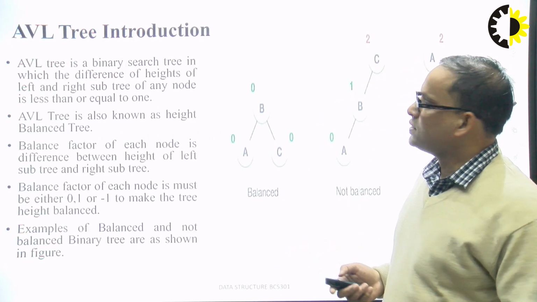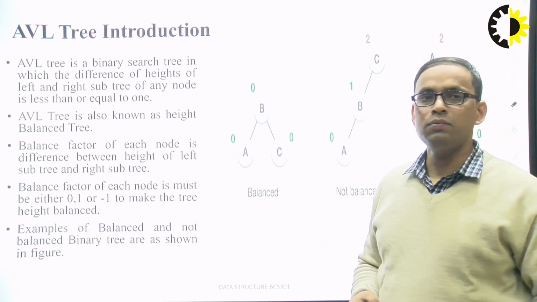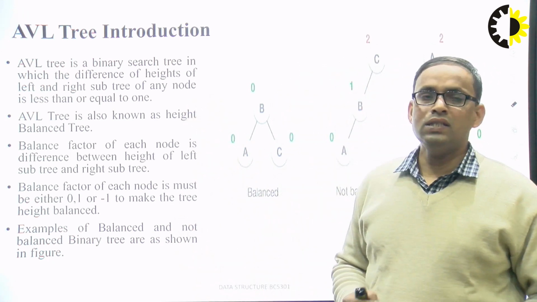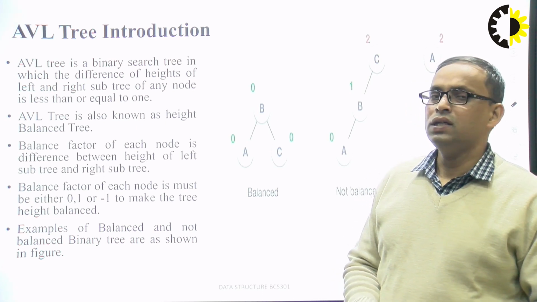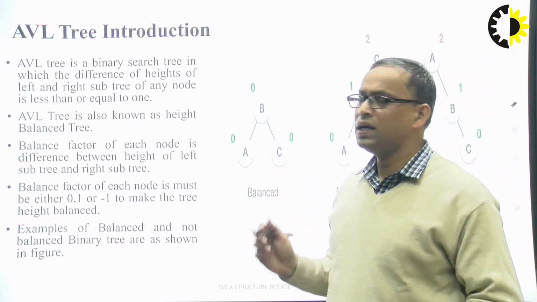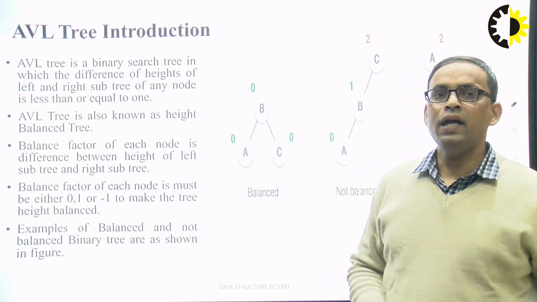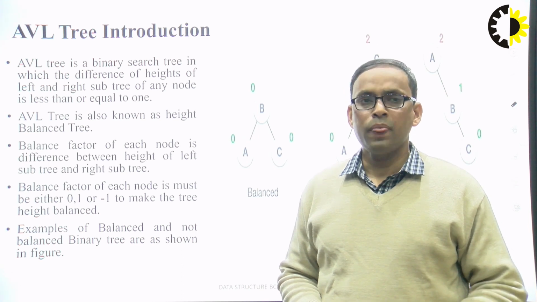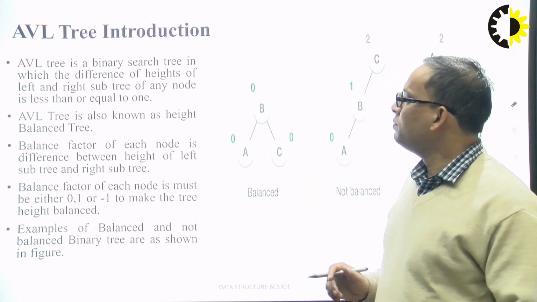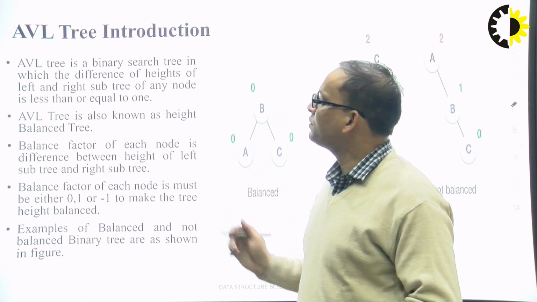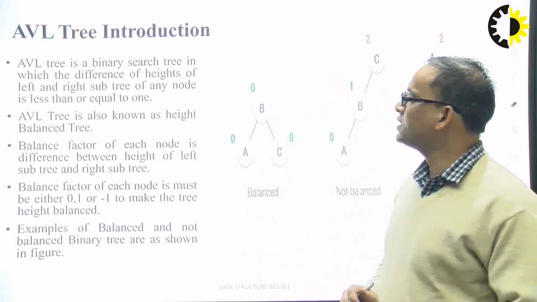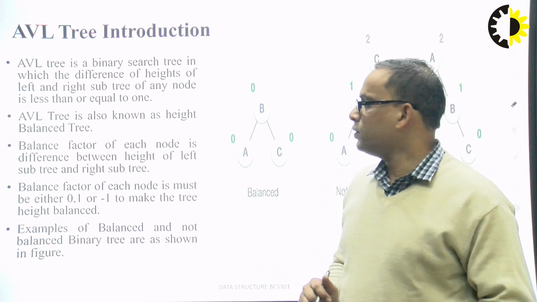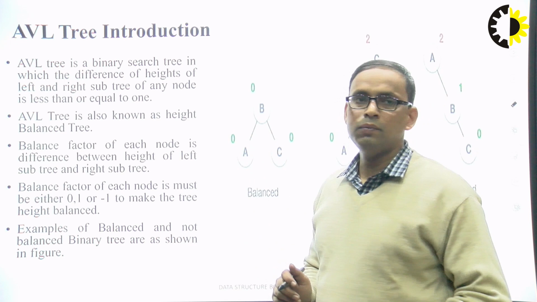Okay, so first we will see the AVL tree introduction. What is an AVL tree? An AVL tree is actually a binary search tree. Basically, it is a height balanced tree. In case of an AVL tree, the height of the left subtree and right subtree is considered. If we subtract the height of the right subtree from the left subtree, then the difference should be at most 1. So an AVL tree is a binary search tree in which the difference of height of left subtree and right subtree of any node must be less than or equal to 1. An AVL tree is also known as the height balanced tree.